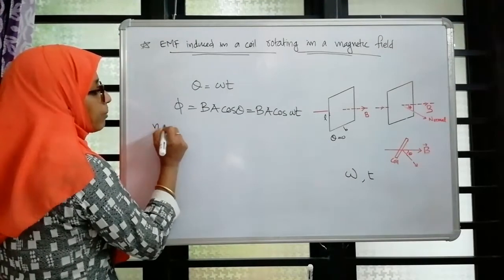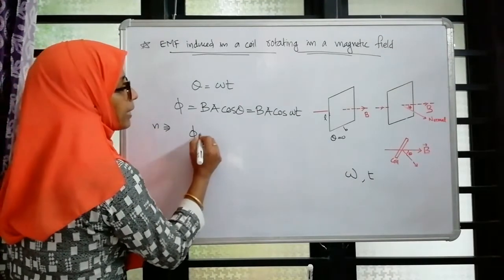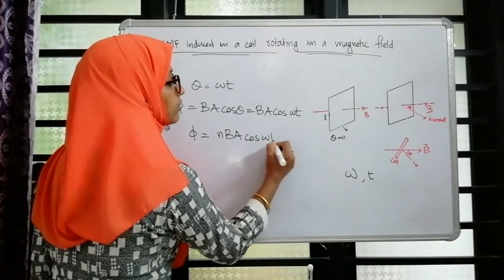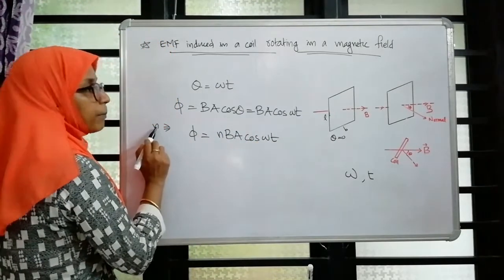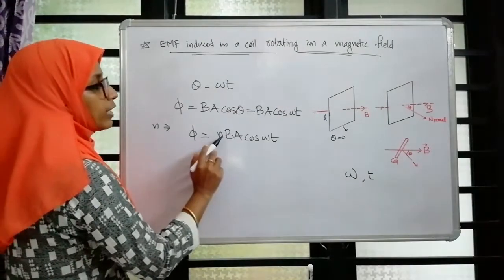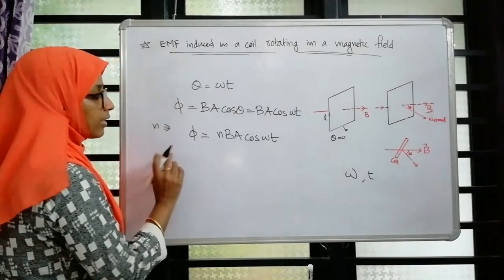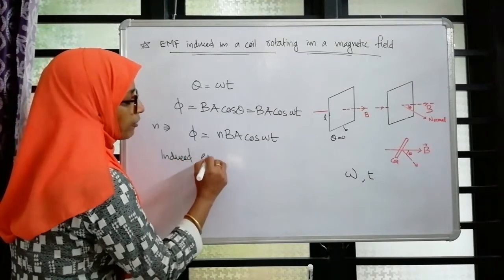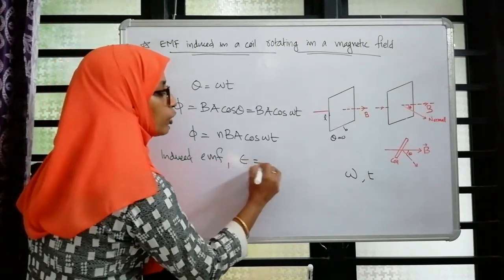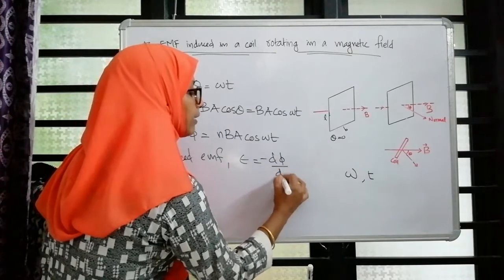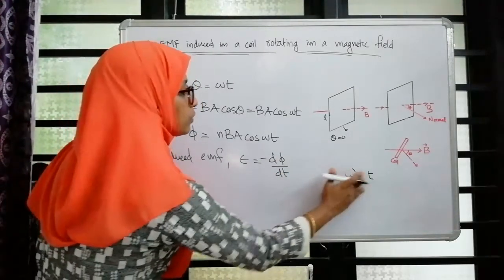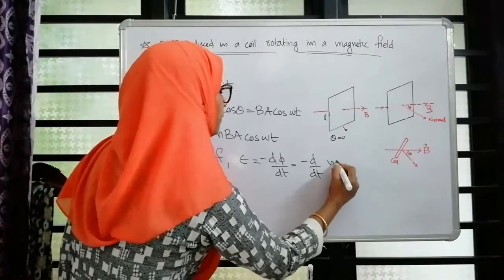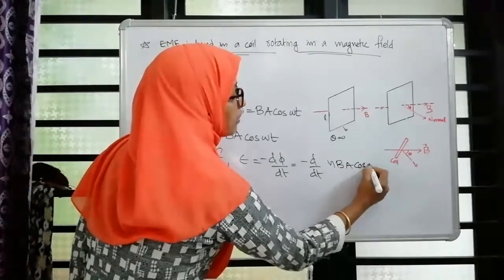For n number of turns, phi can be replaced as NBA cos omega t. For n number of rectangular coils, phi is equal to NBA cos omega t. Now we know, according to Faraday's law, the induced EMF E is equal to minus d phi by dt, that is equal to minus d by dt of NBA cos omega t.